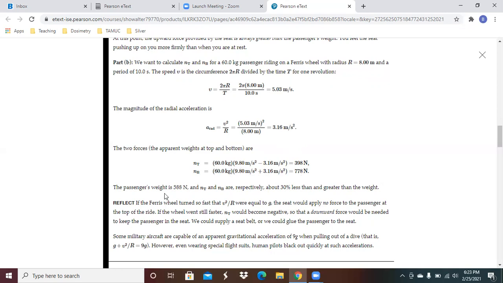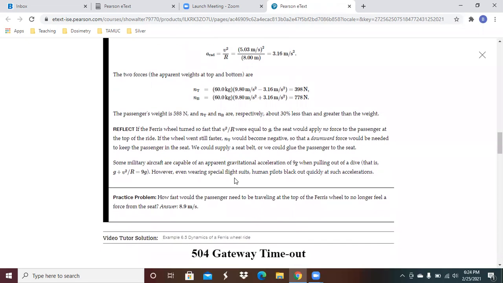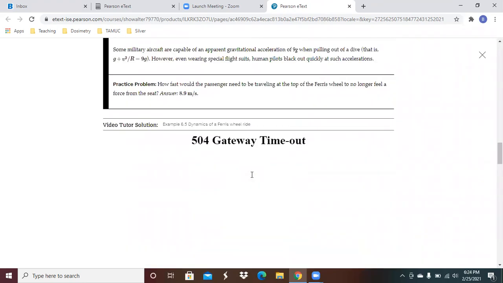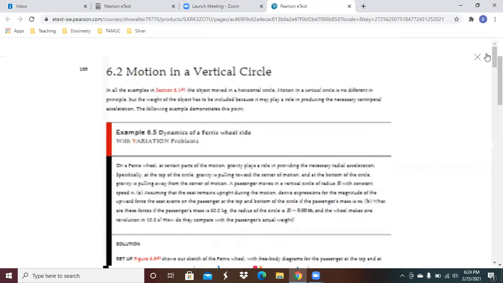So the passenger's weight is 588 newtons, and these are respectively about 30% less than or greater than the weight. Anyway, that's one set of problems that you can work through. You'll be able to get a better idea here of motion in a unit circle.